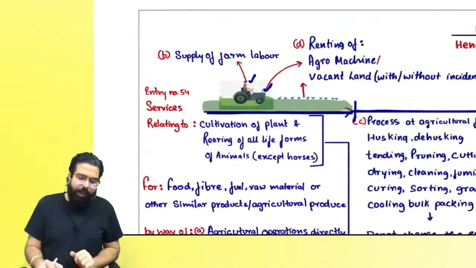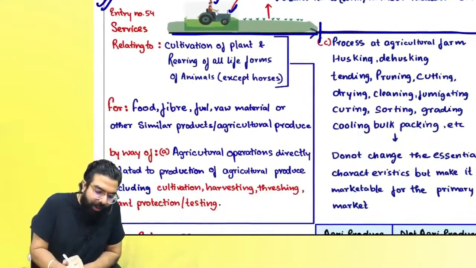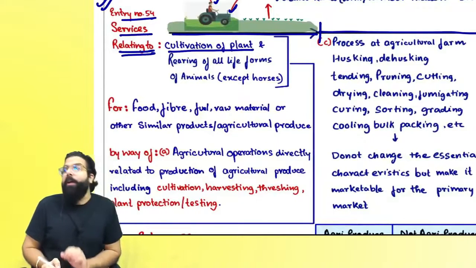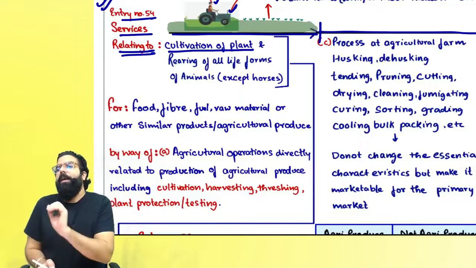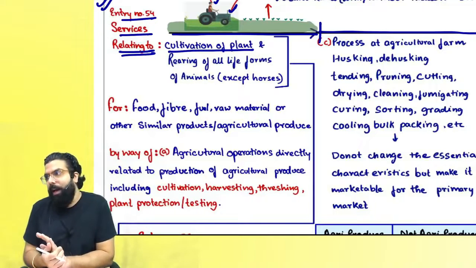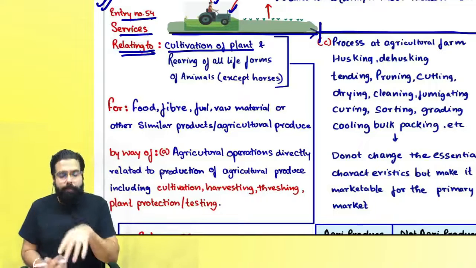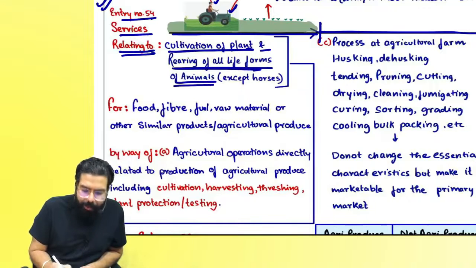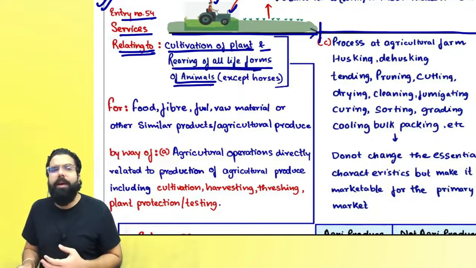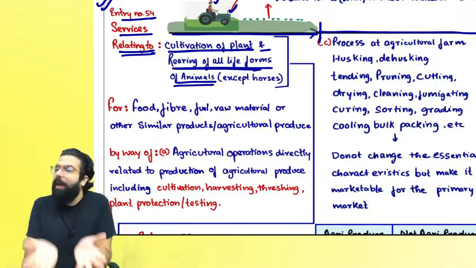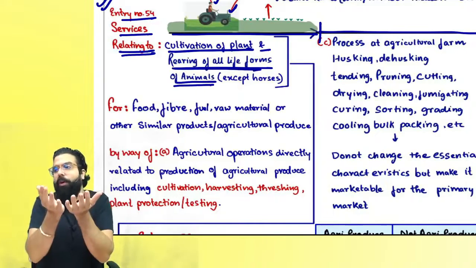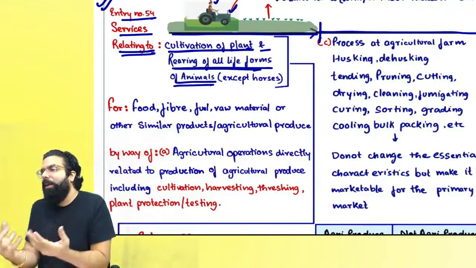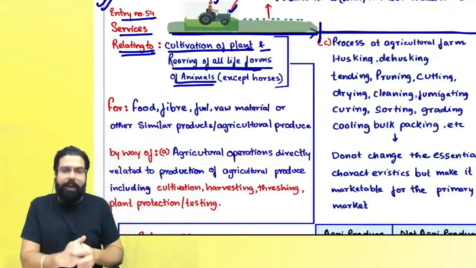Let's start with entry number 54, which says, if there are services which are given in relation to what? Cultivation of plant. So if anyone is cultivating plants and there are services which he has taken, on those services GST will not come. They are telling cultivation of plant and rearing of all life form of animal. Basically, rearing of all life form of animal means you are growing animals. Cultivation of plant is done. Plants are being grown. Animals are also grown, but we don't say cultivation of animal. We give it a better name, saying rearing of life form of animal.